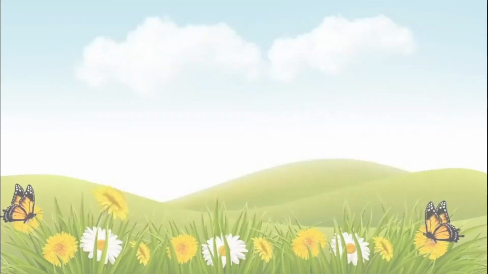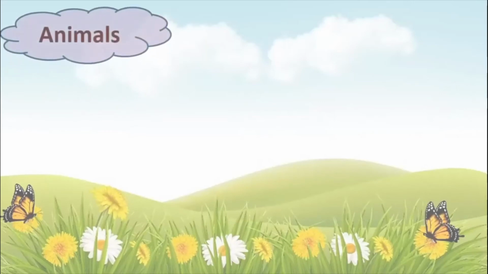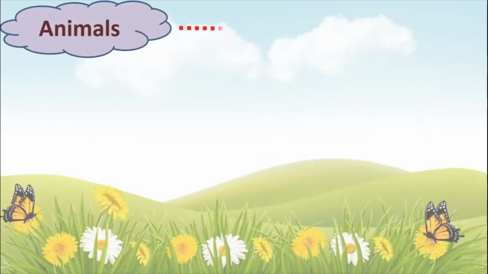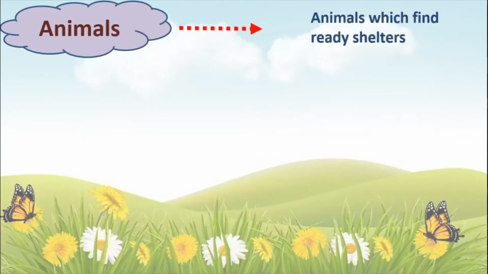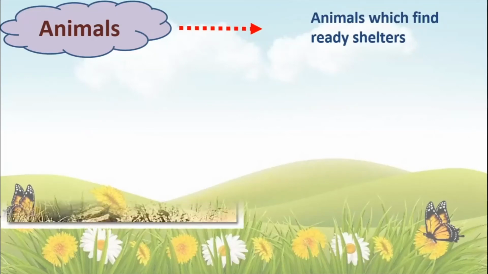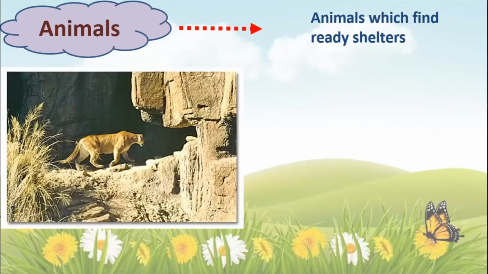Now there are some other animals in nature which do not do so much hard work. What they do is they find ready shelters for themselves. Okay, so now which are these animals which find ready shelters for themselves? Look at this lion. Does the lion build a home for itself? No. It goes and lives in a cave, ready-made. Okay, in a ready-made natural cave, it goes there and lives there.